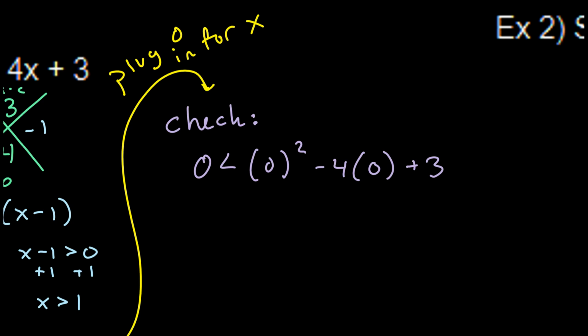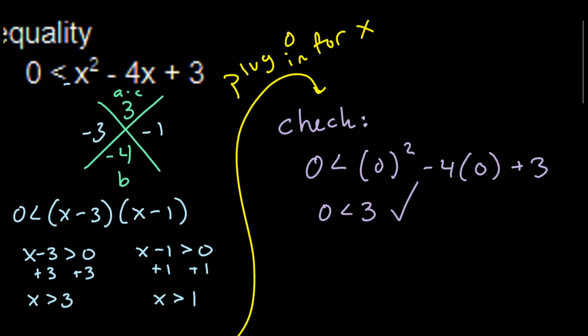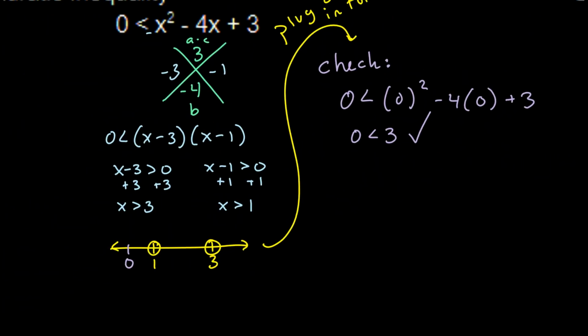So, what does this simplify down to? 0 squared minus 4 times 0 plus 3. What are you left with? 3. Just the 3. And now you ask yourself, is this true? Is 0 less than 3? Yes. Check, it works. Meaning, on our number line, where we see the 0, we shade.